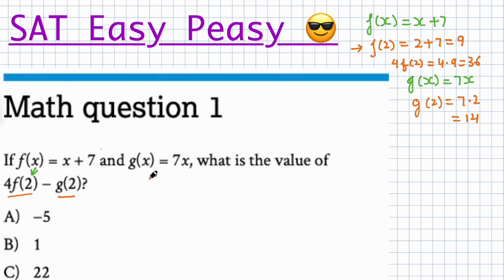Now let's see the question. It's 4 of f of 2 minus g of 2, right? So 4 of f of 2 we have calculated here. This is 36 minus g of 2, which is 14. So the value of this expression is 36 minus 14, which is 22, right?